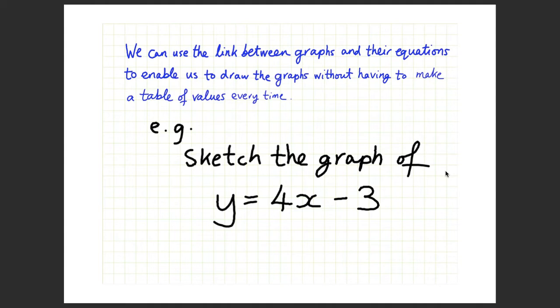Okay, we can use the link between graphs and their equations to enable us to draw the graphs without having to make a table of values every time. For example, sketch the graph of y equals 4x minus 3. So you could make a table of values like we did before and plot all the points, but hopefully what we've learned so far has told us something about the graph and the 4 and the minus 3 here. Remember, that's a minus 3, not a 3. So the 4 and the minus 3 tell us something about what the graph is going to look like.